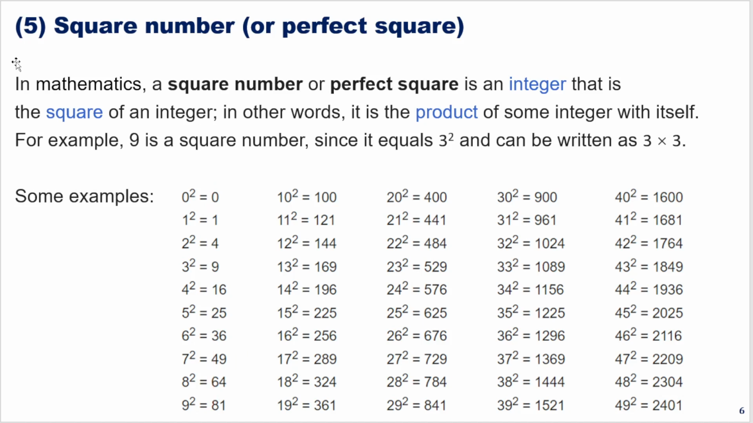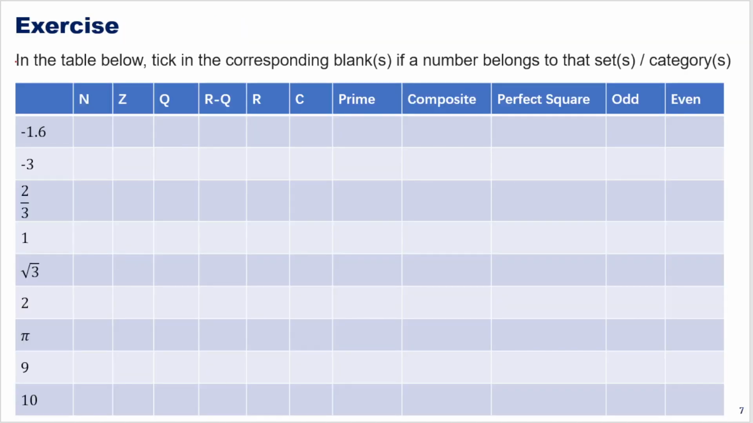And then let's do a quick quiz here to check your understanding, okay? So I'll give you 1 minute to try to complete this table. Tick in the corresponding blanks if a number on the left side belongs to that sets or categories, okay? And after that, we'll have a look at the solution together, okay? You can get a piece of paper and write down your solutions.